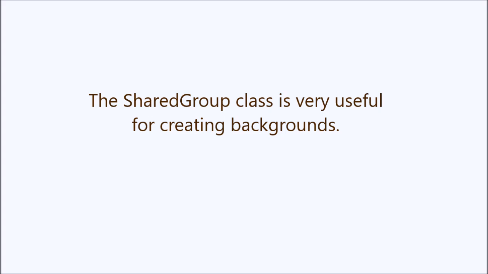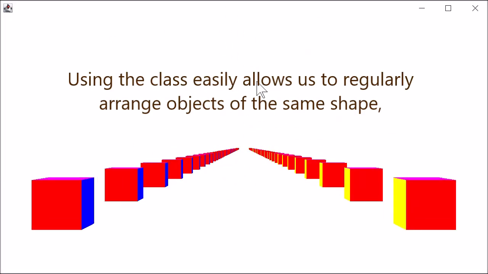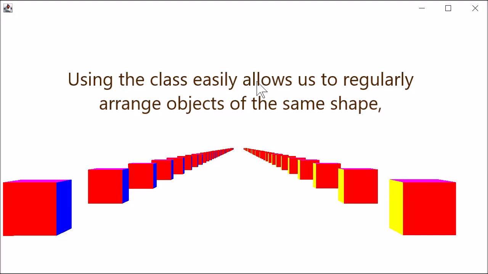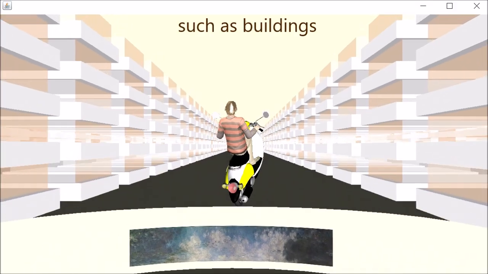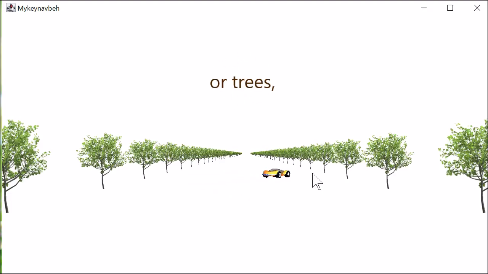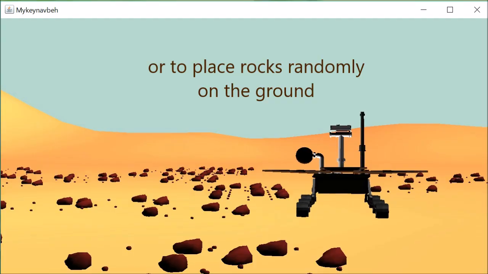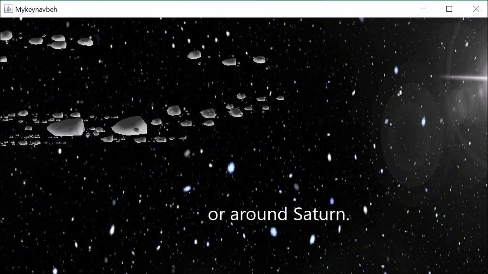The SharedGroup class is very useful for creating backgrounds. Using the class easily allows us to regularly arrange objects of the same shape, such as buildings, or trees, or to place rocks randomly on the ground, or around Saturn.